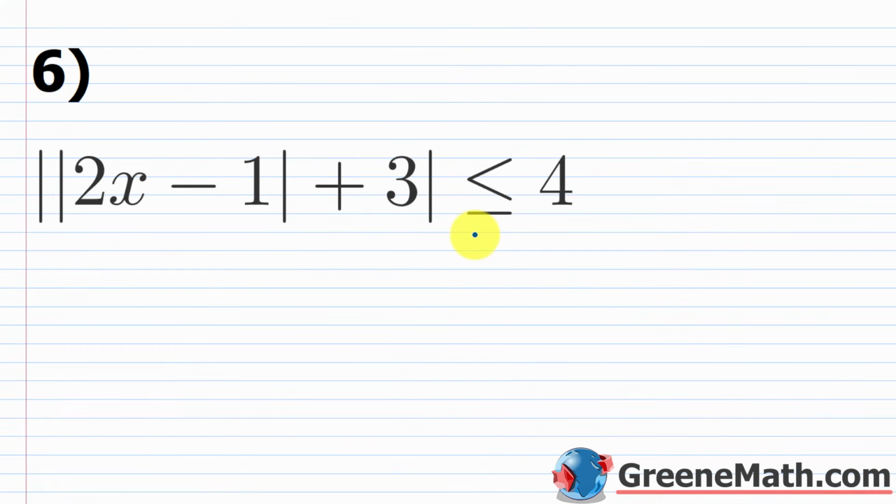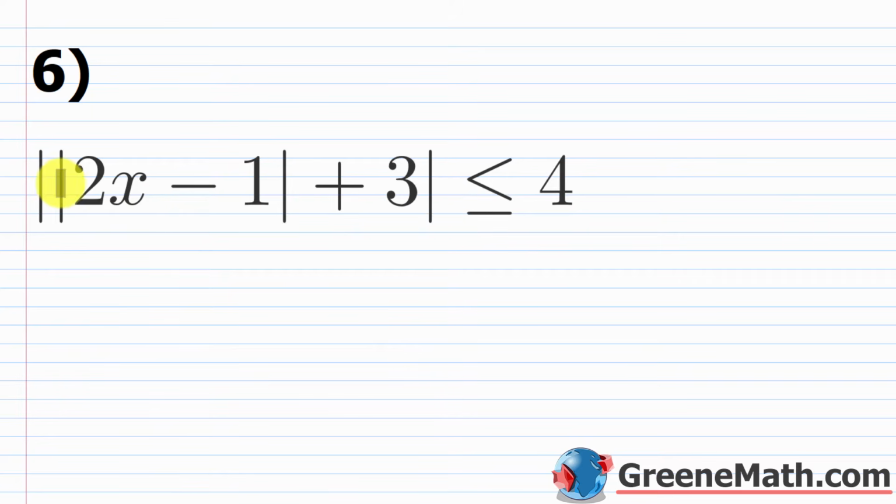All right, let's take a look at problem number 6 now. So here we have a problem with nested absolute value. So we have the absolute value of, and then the absolute value of 2x minus 1, then plus 3. This is going to be less than or equal to 4. All right, so this one is a bit tricky, and we didn't do a problem like this in our lesson. But remember, in the previous section, we talked about how to solve an absolute value equation of this type. So we're just going to extend that now to working with an inequality of this type.